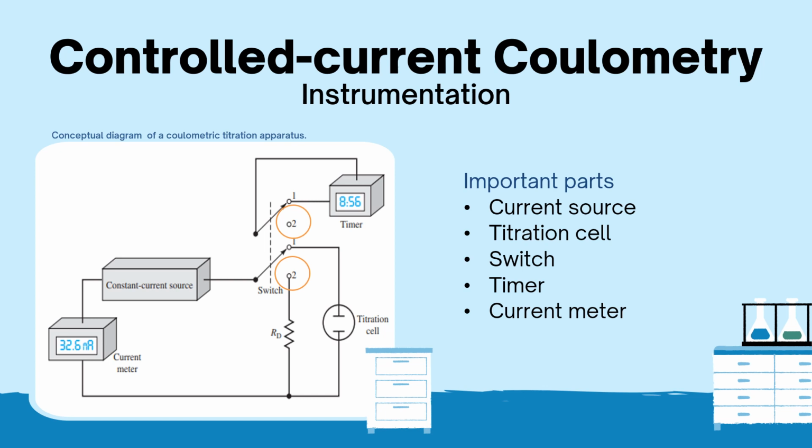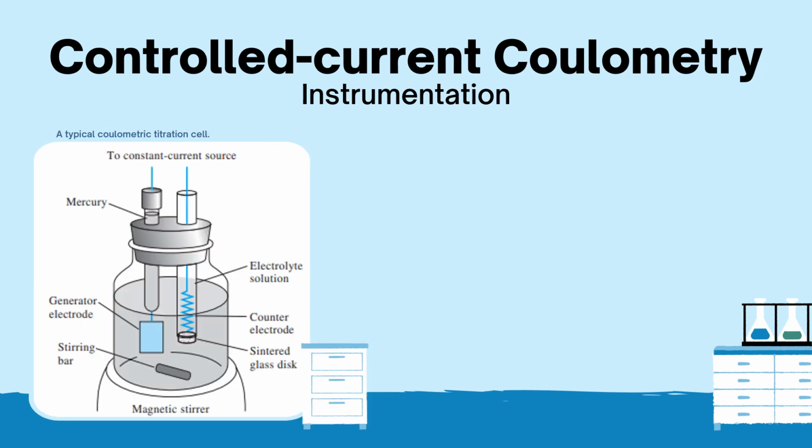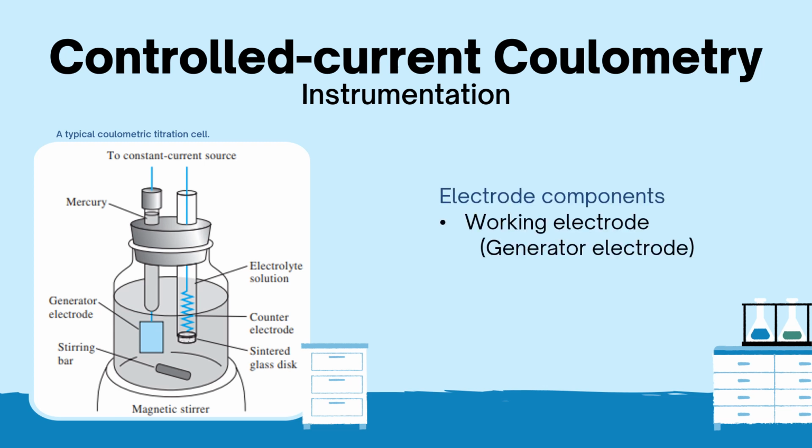With the switch in this position, however, current continues to be drawn from the source and passes through a dummy resistor that has about the same electrical resistance as the cell. This arrangement ensures continuous operation of the source, thus aiding in maintaining a constant current. This figure shows a typical coulometric titration cell consisting of a working electrode at which the reagent is produced and a counter or auxiliary electrode to complete the circuit.